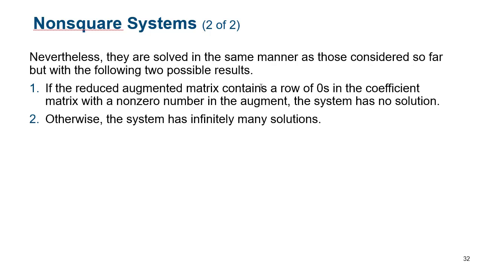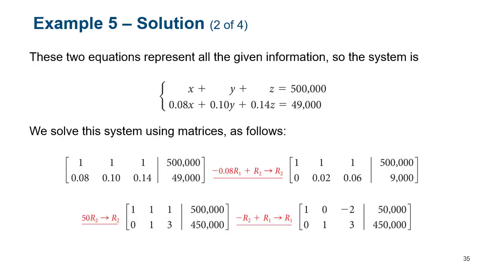If the reduced augmented matrix contains a row of zeros with a non-zero number, then we know there's no solution. And otherwise, if it's zeros all across the board, then we know it has infinitely many solutions. So that's really what it comes down to, is these two things. If that bottom row is all zeros, you've got an infinite solution thing. However, if that bottom row of zeros has a non-zero number in the augmented piece on the right, then there's no solution at all.